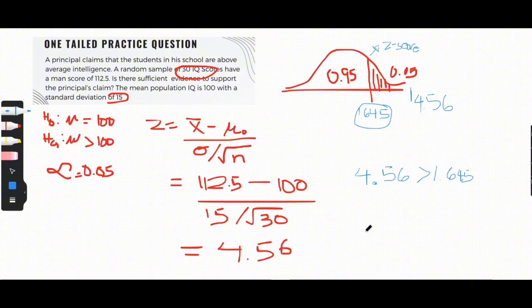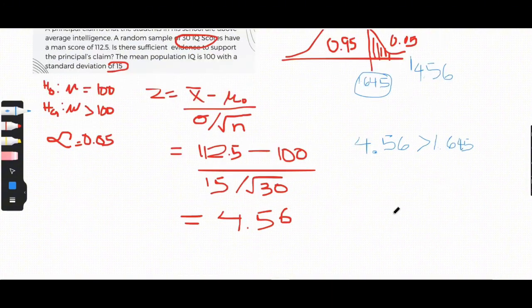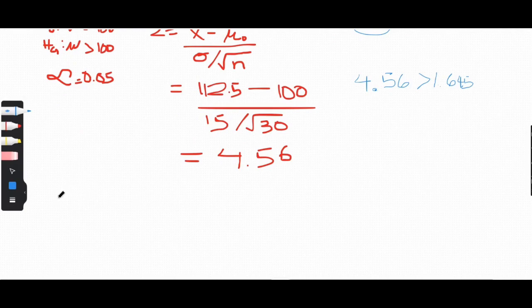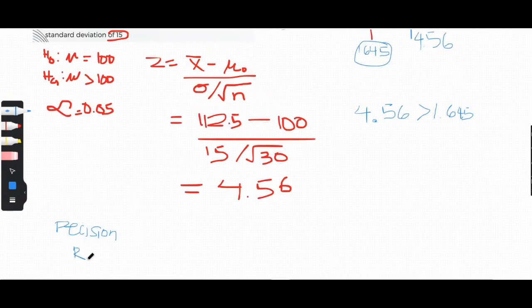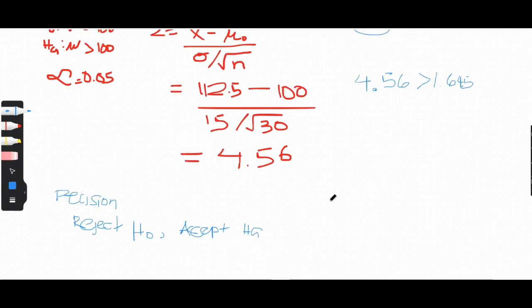That means our decision, for our step 4, the decision, will be: reject the null hypothesis, and accept the alternative hypothesis. That leads us to a conclusion about the principal's claim.